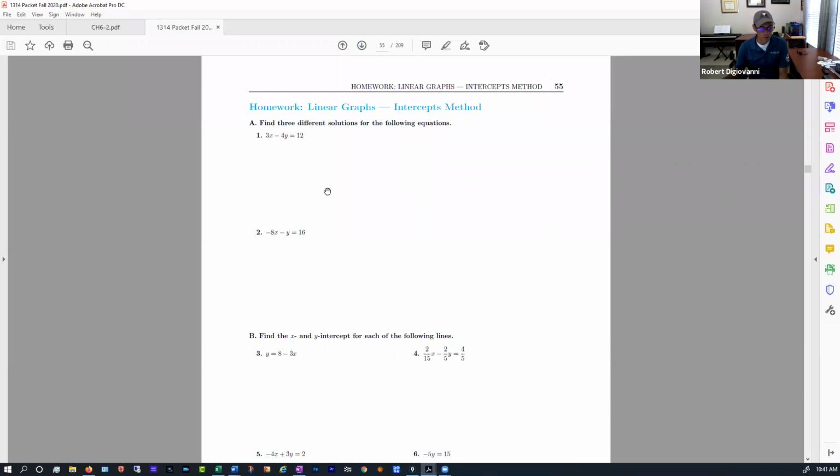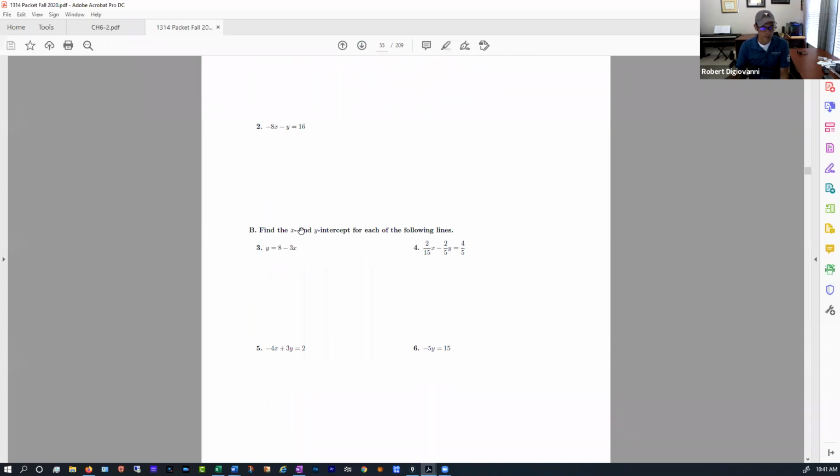For these problems, what I want you to do is just draw the lines, okay? Like the instructions here say, find 3 different solutions for the following equations. That's just asking you to go figure them out in your head or just work them out. Instead, I just want you to graph this line. Okay, so just graph that, sketch that. And then for these, same thing, just try and sketch them.